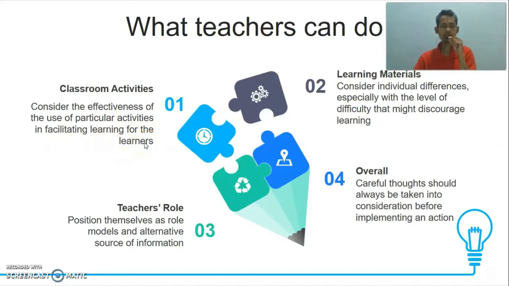Take, for example, the use of game. According to Griffith's study, the use of game doesn't show high frequency, both in low learners or high learners, high level students. So when we try to have games in our classroom activities, we need to consider the effectiveness of the game itself in reaching the goal. And then the learning materials. We need to consider individual differences, especially with the level of difficulty that might discourage learning.